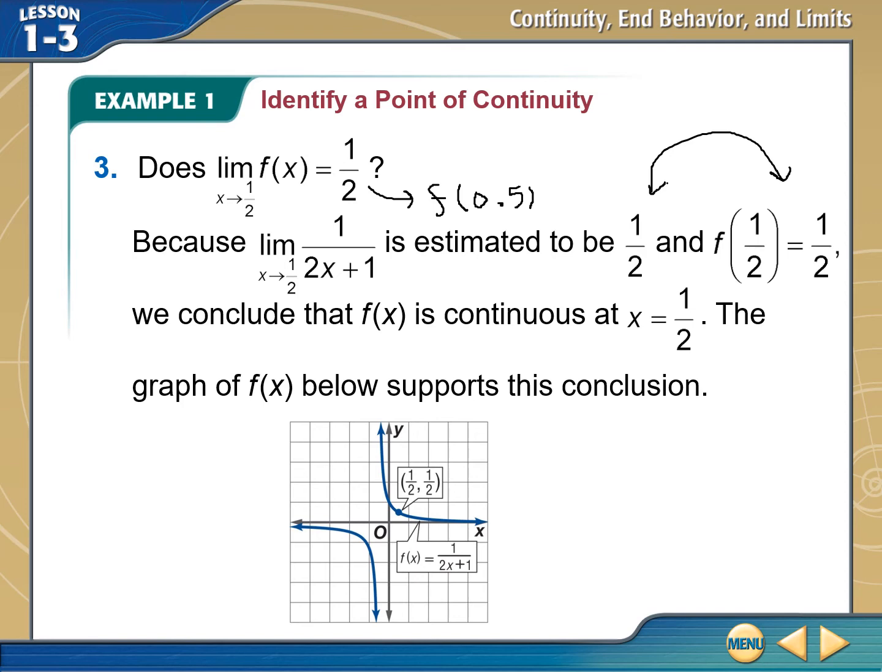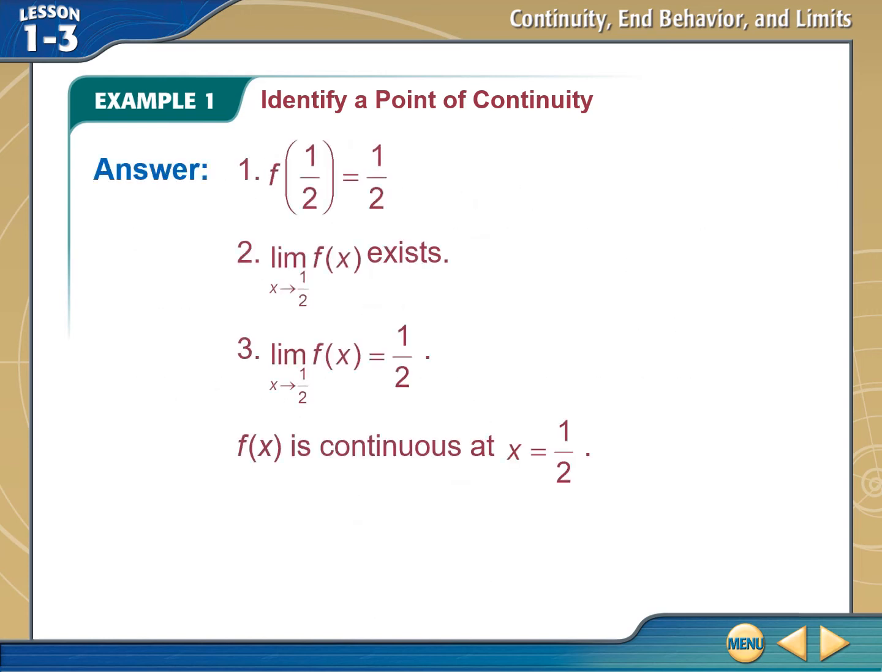If you want the graph to support this conclusion, here is the graph. What do you see for the function at x equals half? Is it discontinuous? Is there any point discontinuity, infinite discontinuity? Is there any jump in the graph? No, the graph is continuous at x equals half, and has an answer which is equal to half. I hope I made it clear for you.